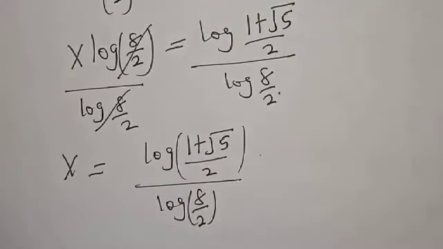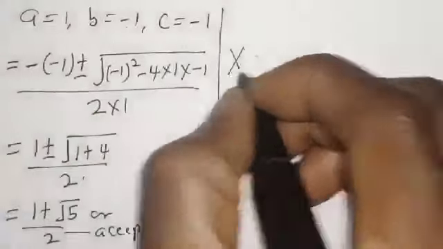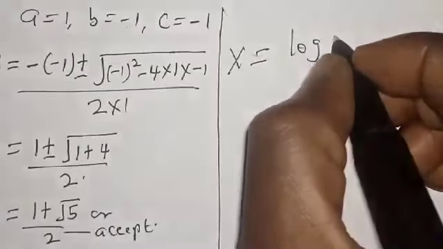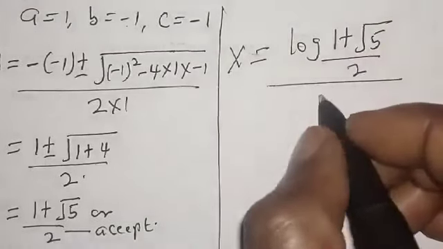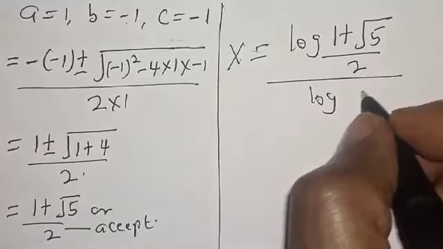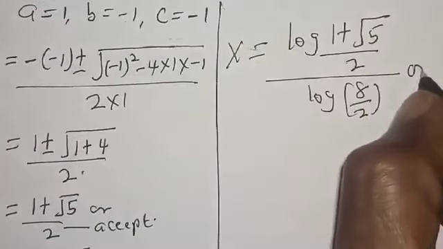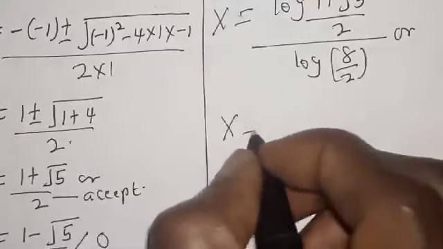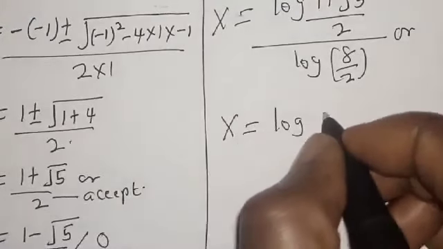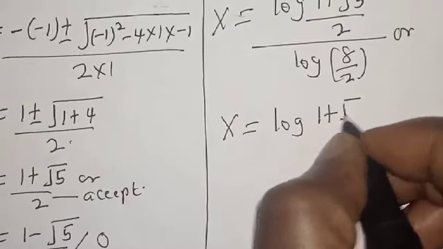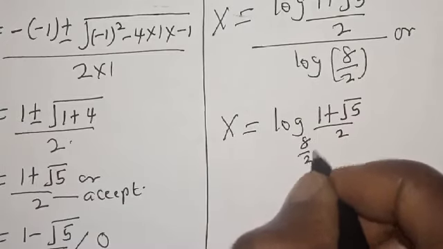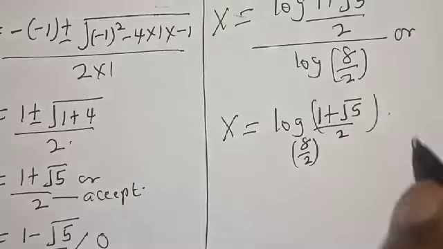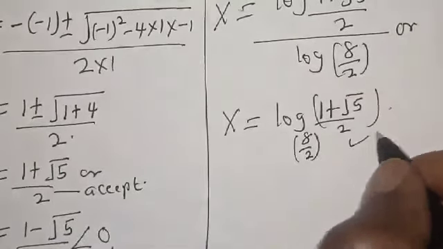Therefore, our final answer is s is equal to log of (1 plus square root of 5 over 2) over log (8 over 2), or s is equal to log of (1 plus square root of 5 over 2) base (8 over 2). That is our final answer.